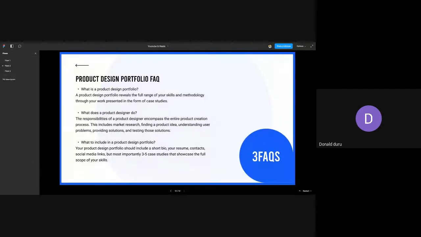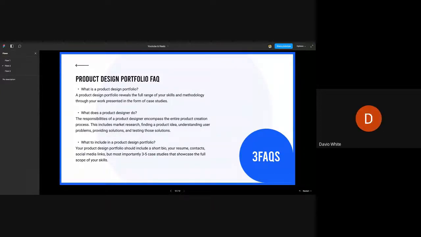As a designer, does my design portfolio contain my CV, in brackets info about myself, or does it have to be two separate files?